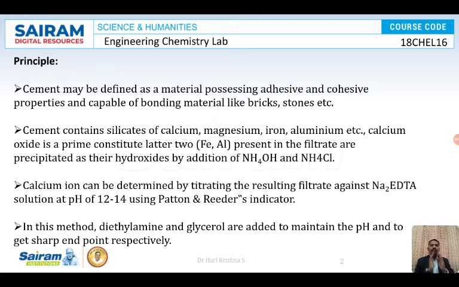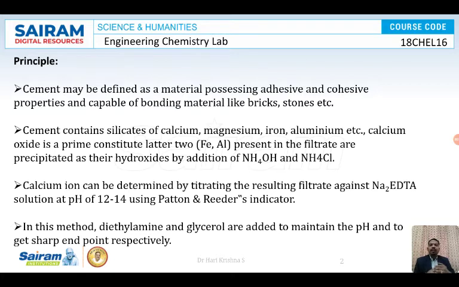Here we are supposed to estimate only calcium, but magnesium is also present. We cannot remove magnesium separately, because if we add something to remove magnesium, calcium will also react and be eliminated, since the chemical properties of calcium and magnesium are almost the same. Therefore, we are going to mask the magnesium during the titration. So now the cement solution contains calcium chloride and magnesium chloride, and we are supposed to estimate the calcium.